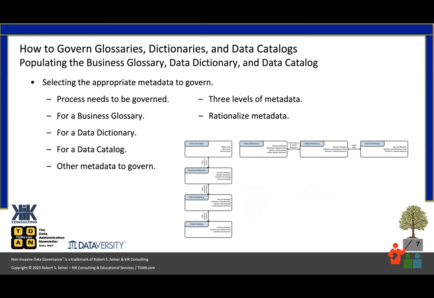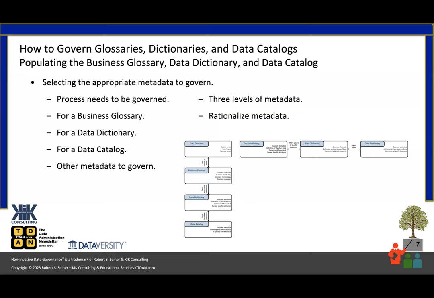Before you jump all over these diagrams and say that they're too small, I will blow them up in one second, but I want to talk to you about some of the things that are really important about selecting that appropriate metadata to govern. And actually that process of looking at all the metadata that you have in your organization and narrowing it down to the metadata that's going to add the most value to people, that's a process in itself, and that needs to be governed. We're very used to people saying, give me all the data and I'll do with it what I need. No, don't give me all the metadata. Give me the metadata that's going to add the most value to me and to my business community and to business outcomes within my organization. And then we need to select what's the appropriate metadata to cover for a business glossary.